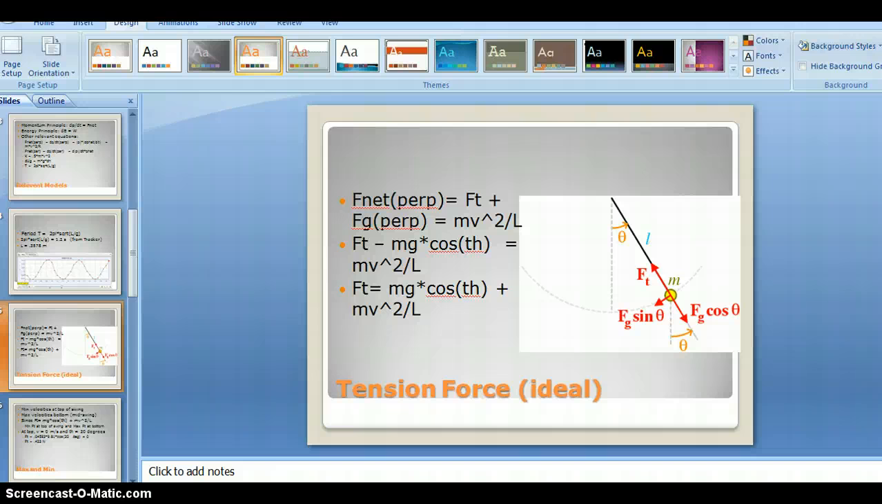F net perpendicular is equal to the force due to tension, which is of course always perpendicular to the motion, plus the force due to gravity, the component that is perpendicular to the motion, which is itself equal to mass times velocity squared divided by L, the length. So the force of tension minus mg cos theta is equal to mv squared divided by L, and theta is seen here. So you can see that's the perpendicular component of gravity. Rearranging this, you get force of tension is equal to mg cos theta plus mv squared over L.